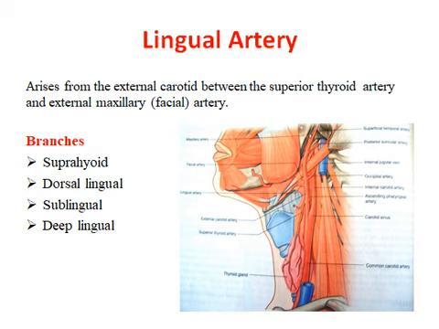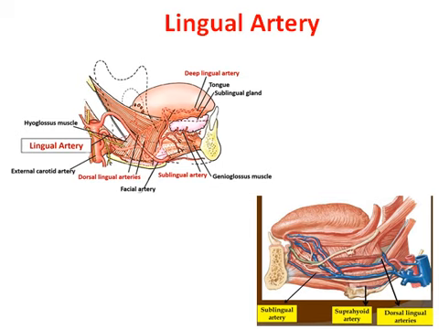Dorsal lingual branches supply the dorsum of the tongue up to the epiglottis. The sublingual artery supplies the sublingual gland. The branches of the lingual artery provide blood supply to the tongue, sublingual gland, and the floor of the mouth. This diagram is showing the various branches of the lingual artery.